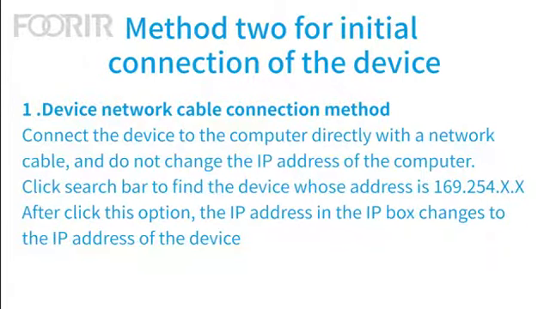Method 2 for initial connection of the device. Step 1. Connect the device to the computer directly with a network cable, and do not change the IP address of the computer. Click the search bar to find the device whose address is 169.254.x.x. After clicking this option, the IP address in the IP box changes to the IP address of the device.